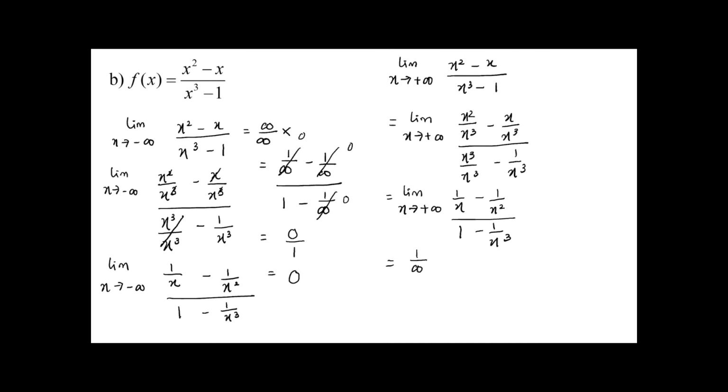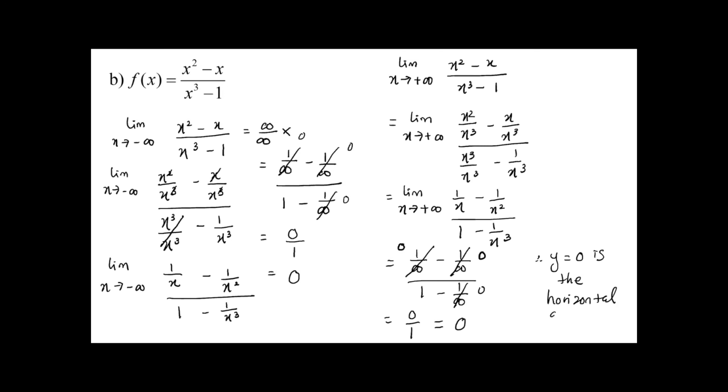Now you can directly substitute the limit value. So you will have (1 over infinity minus 1 over infinity) over (1 minus 1 over infinity). Constant over infinity can be simplified as 0. So your answer would be 0 over 1. In this case, this is equal to 0. Once again, for both tests, you get the same value. So we can conclude that y equals 0 is the horizontal asymptote.